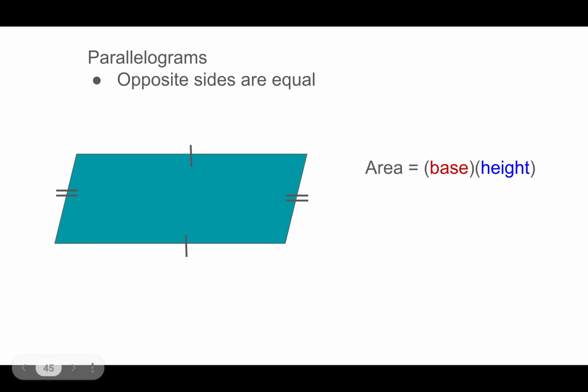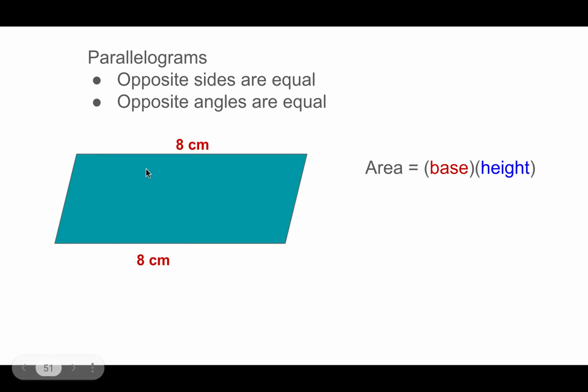But what makes a parallelogram different than a rectangle is its angles. They are not right angles, but the opposite angles are equal. So in other words, if this is 120 degrees, this would also have to be 120 degrees. And these are also equal. So 2 pairs of equal angles.